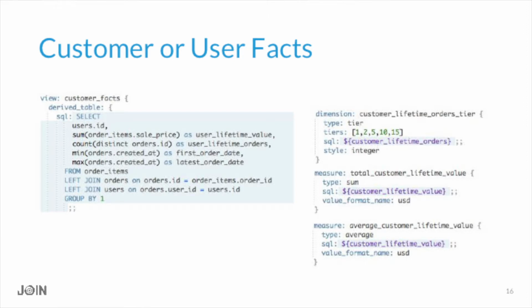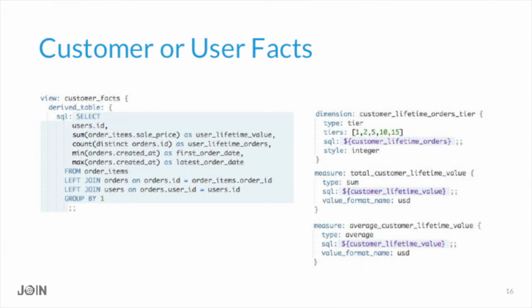So in Looker, that looks something like this. We use what we call a derived table, and that derived table can be ephemeral or it can be persisted. All we do is write some basic SQL to aggregate that fact data up to a customer level. Then we have a few dimension and measure examples that you would be able to build on top of that derived table. So we have a tier example for our customer lifetime orders: how many times has a customer placed an order over the course of their lifetime? And then we have additional measures like total lifetime value and average lifetime value for customers.